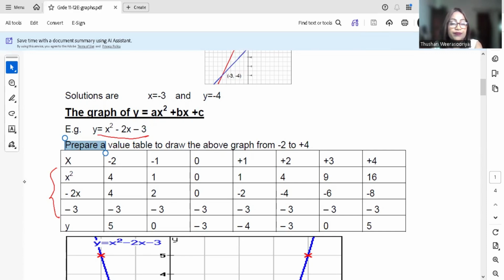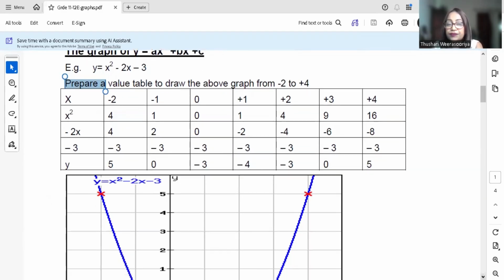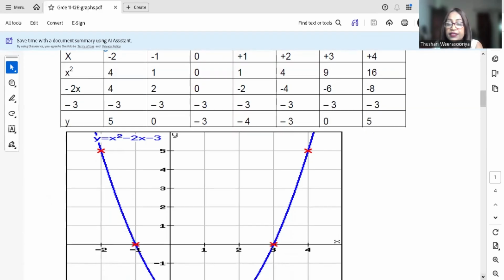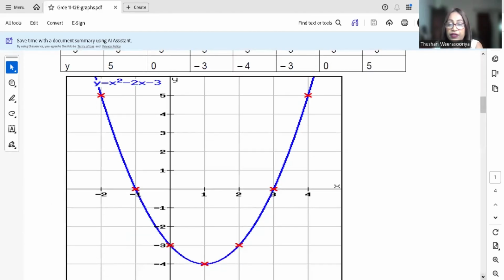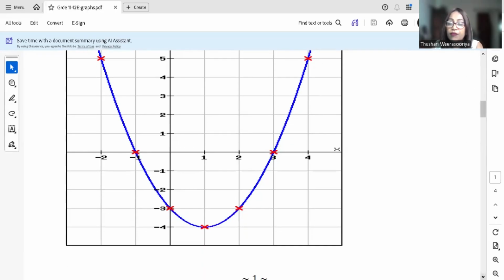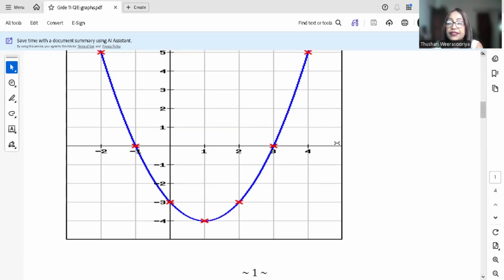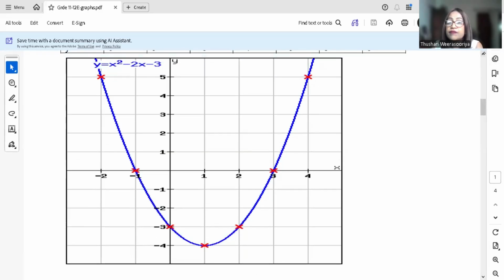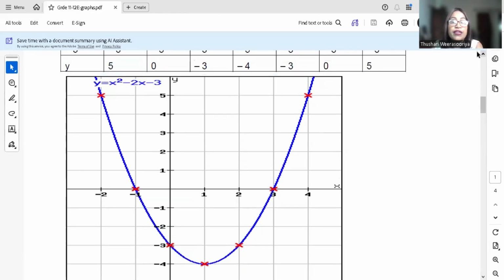Now in grade 10 also you have done the graphs. You get a curve like this. Under the graph, they will ask some questions. Now we'll study this graph. Look at this graph. This is a minimum graph, right?